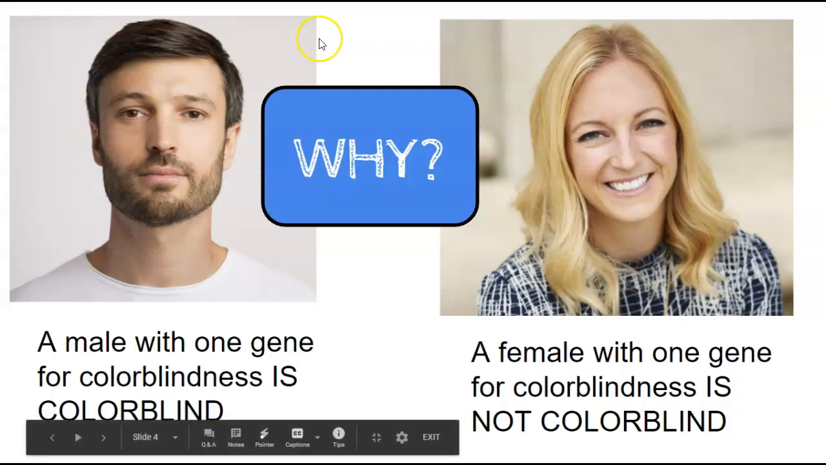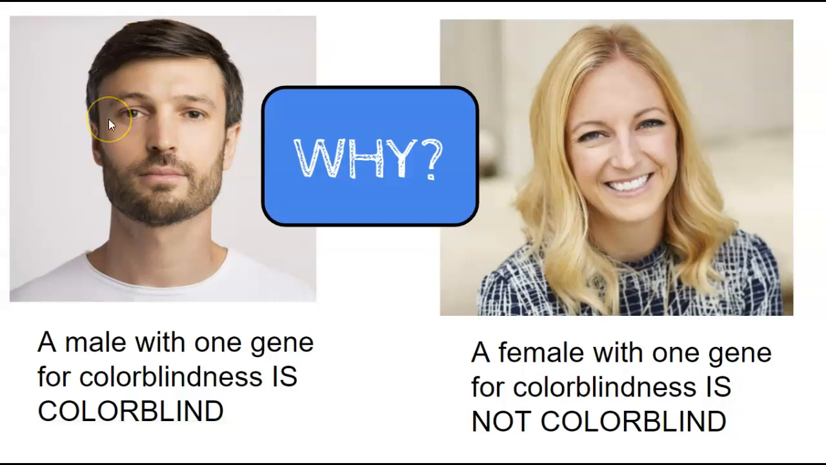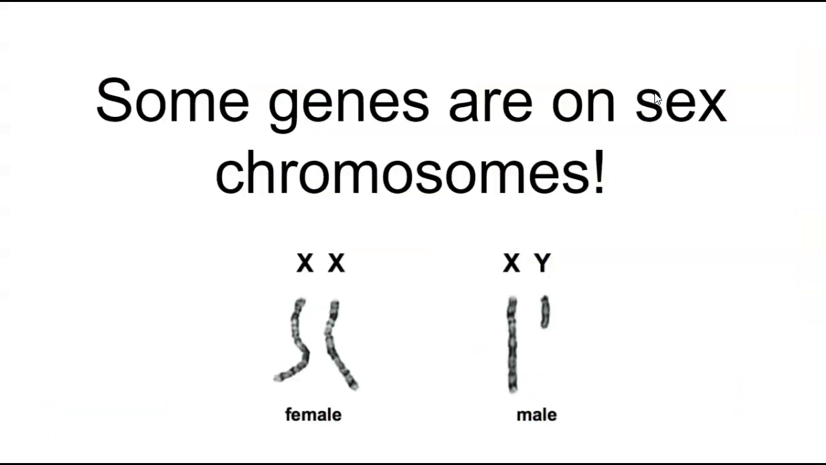Let me give you a quick question. You don't have to write any of this down. A male with one gene for colorblindness is colorblind. A female with one gene for colorblindness is not colorblind. So why is it they both have one gene for colorblindness? One of them's colorblind, the other isn't.